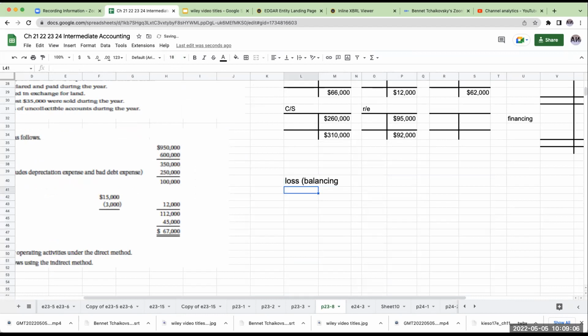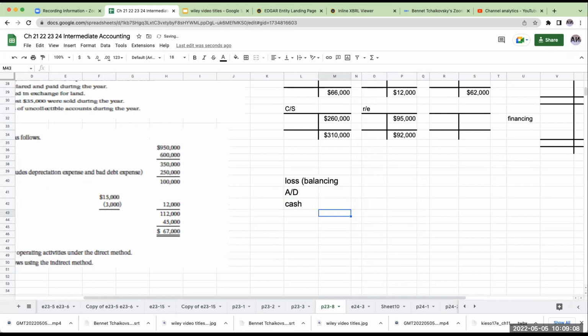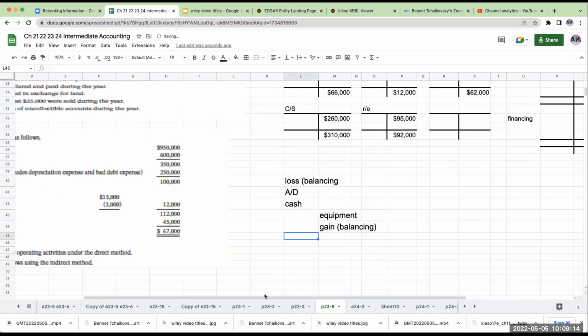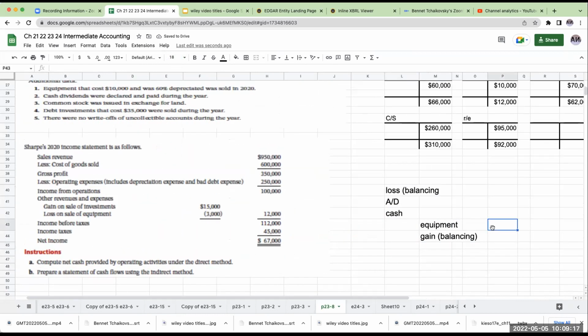Balancing, accumulated depreciation, cash, equipment, gain, balancing. Okay, so for this first one over here, it says equipment that cost 10,000 and was depreciated at 60% was sold in 2020. And this is equipment. And it tells us over here that we had a loss on sale of equipment. Because we're not given the cash, I have to assume that this loss relates to this equipment sale. And therefore, the amount of the cash being received is $1,000.